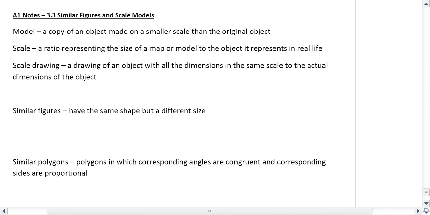Welcome to another edition of Common Algebra. This video is for Algebra 1, Chapter 3, Section 3, Similar Figures and Scale Models.